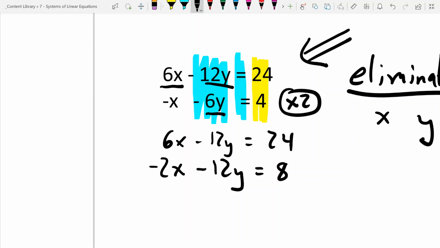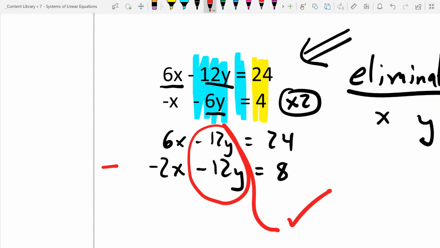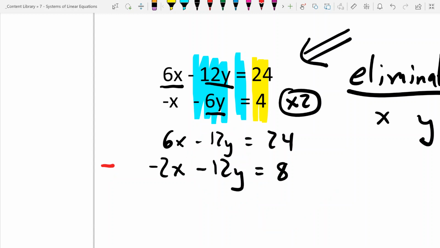Okay? It's really important everything's lined up, because now what we're going to do is either add or subtract. I'm going to look at these two right here. Negative 12y and negative 12y. If I subtracted, that would be a double negative, and it'll be adding, which will get rid of it. So that's right. Sometimes you have to add them together, depending on what the signs are. I'm going to subtract, and that's what you usually do. So you do it just like you normally would do subtraction.